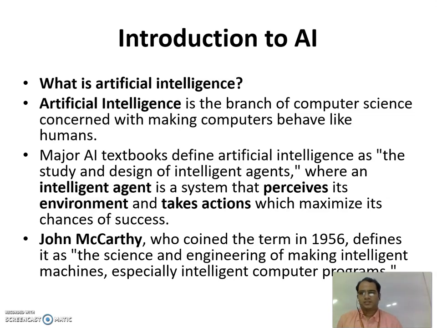As far as the definition is concerned, a very specific, universal definition is not there, but major AI textbooks define artificial intelligence as the study and design of intelligent agents. We will see what an agent is in the next session. An intelligent agent is a system that perceives its environment and takes actions which maximize its chances of success. Whatever actions it does, it should maximize the chance of success. It should take the input and then act accordingly. So it's like a human being. Whatever we try to do, we try to maximize our success.